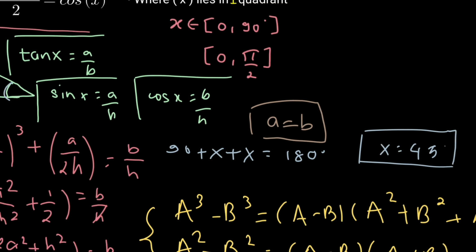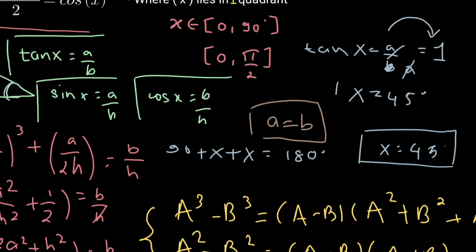You can even do it this way. The value for tan x previously was a upon b. Putting b equal to a, we get a and a cancel out. Tan x equals 1, and we know that x equals 45 degree gives the value for tangent as 1. So the same thing we will get.